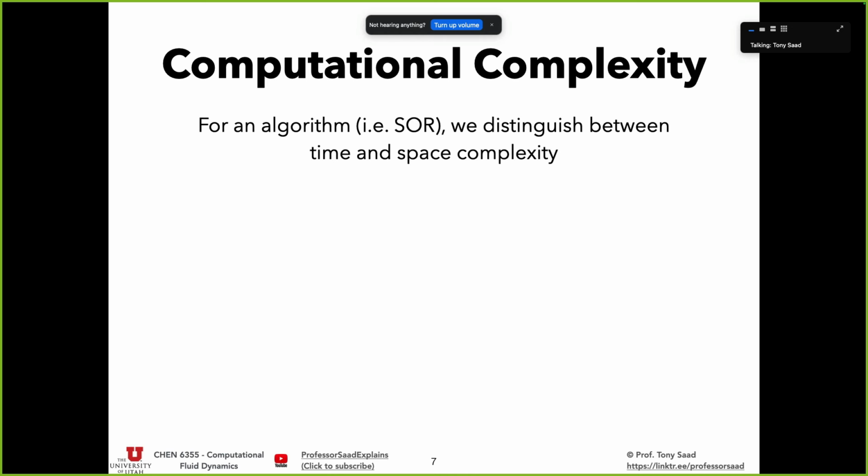We distinguish between two types of complexities. What is complexity? It's essentially how difficult a problem is to solve. That's just a simple way of saying it. The fancy word is algorithmic complexity or computational complexity. There are two types of complexities in computational algorithms: time and space complexity.